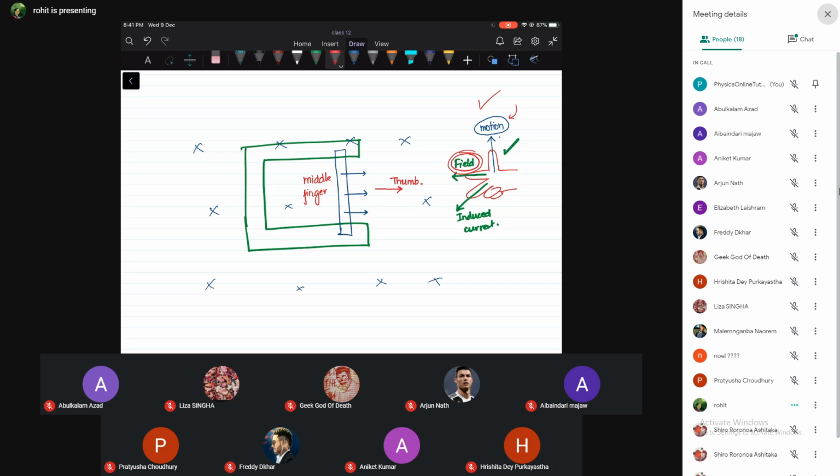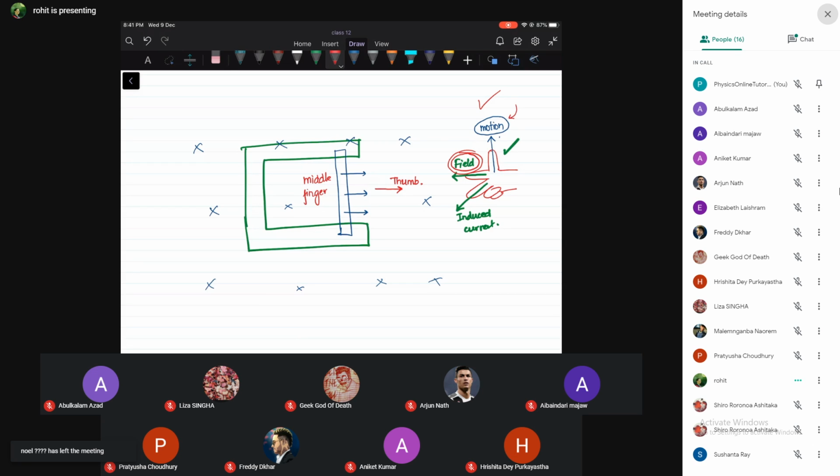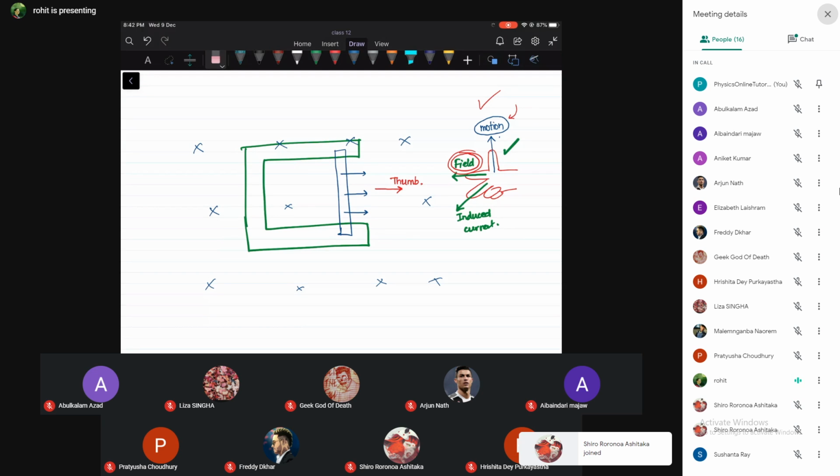So when I do that, the thumb is pointing to the right, the middle finger is inside the screen. You tell me where the second finger is. Wherever the second finger points, it is the direction of current. So you have to tell me where the second finger is pointing. Sorry, not the middle finger, I wrote it wrong here, my bad. The second finger should point inside the screen.